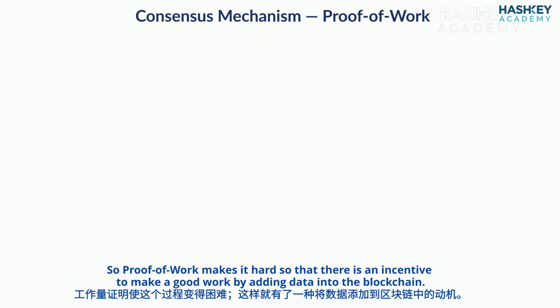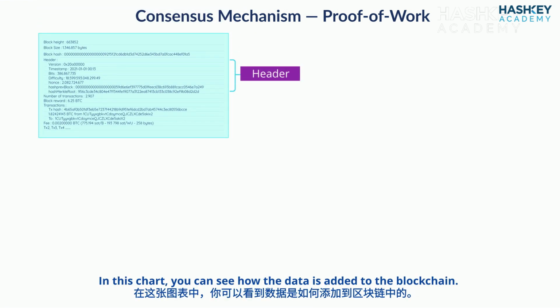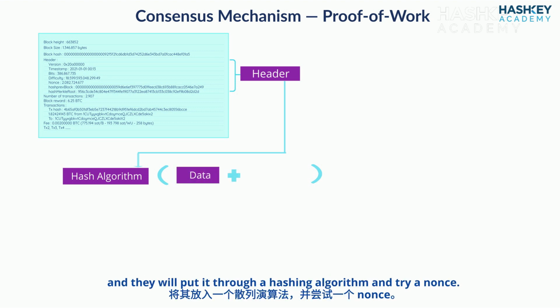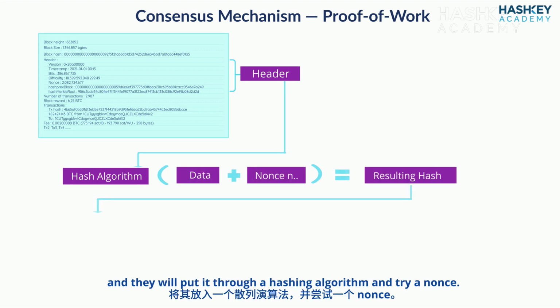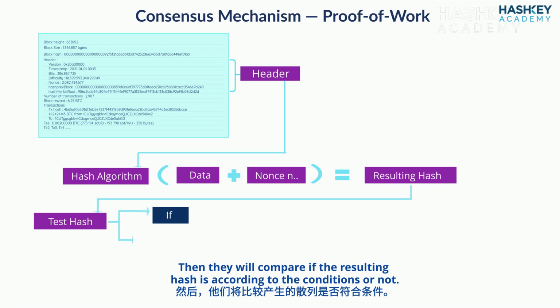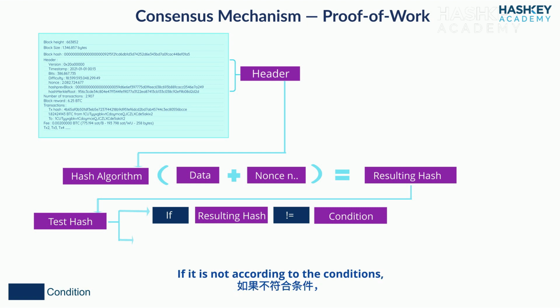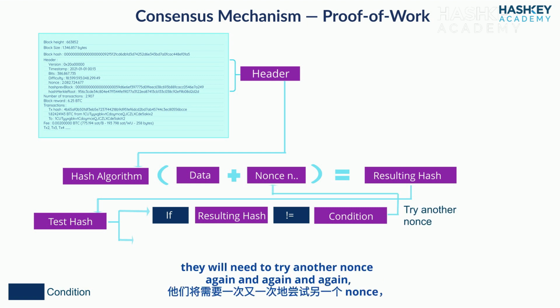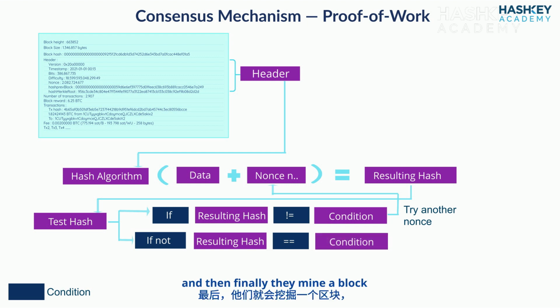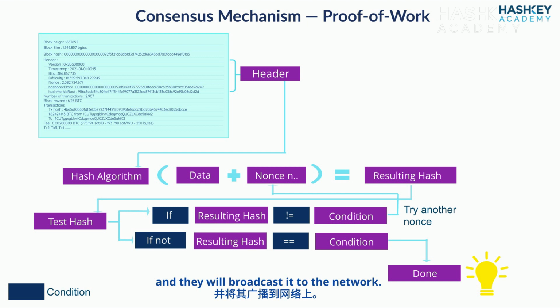data into the blockchain. In this chart, you can see how the data is added to the blockchain. In a nutshell, miners will grab the data on the header of the block and they will put it through a hashing algorithm and try a nonce, this lottery number. Then they will compare if the resulting hash is according to the conditions or not. If it is not according to the condition, they will need to try another nonce again and again and again until the resulting hash is according to the condition, and then finally they mine a block and they will broadcast it to the network.